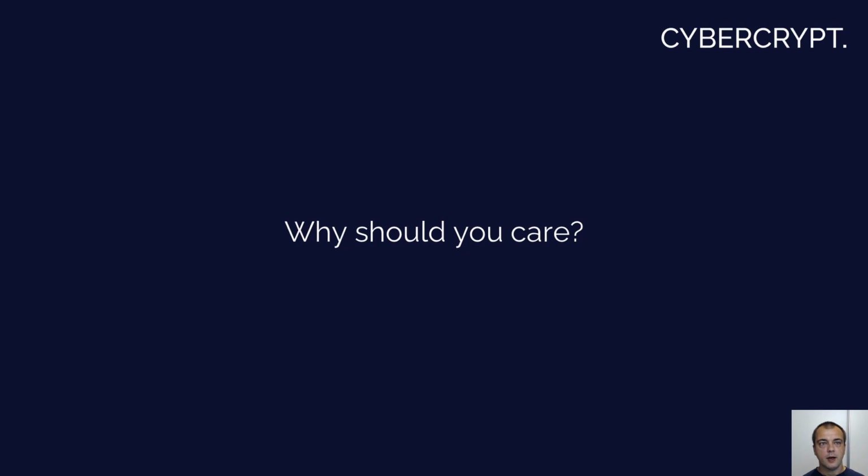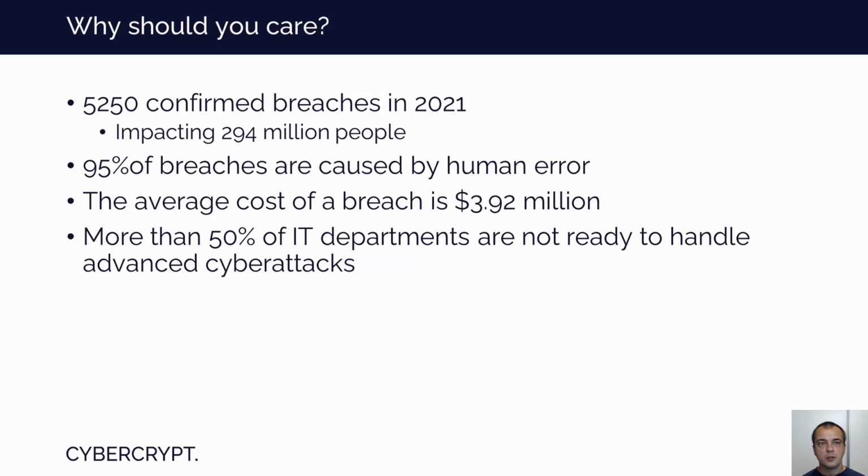Why should you care about data protection? In 2021, there were around 5,250 confirmed data breaches, impacting almost 300 million people. Most of them were caused by human error, like default passwords and insecure configuration. With the average cost of a breach being almost $4 million, it's not only a privacy concern, but it's also very costly for your organization.